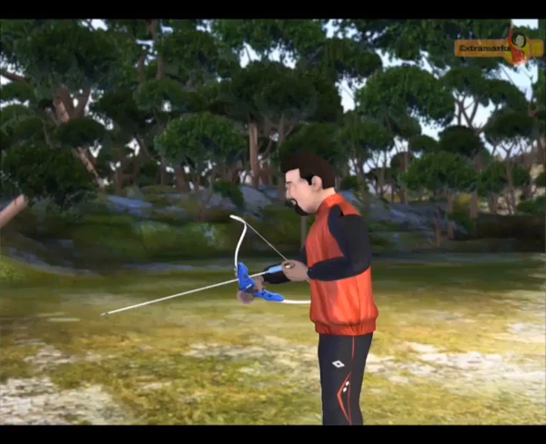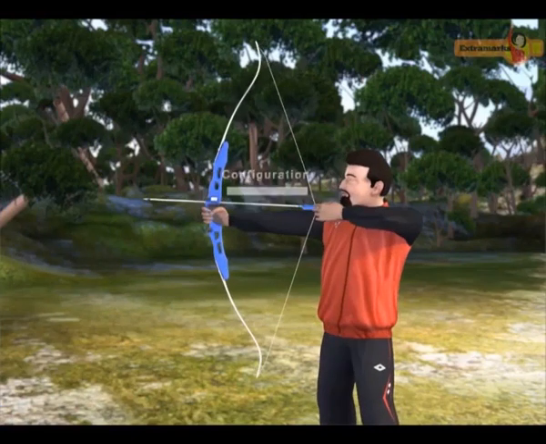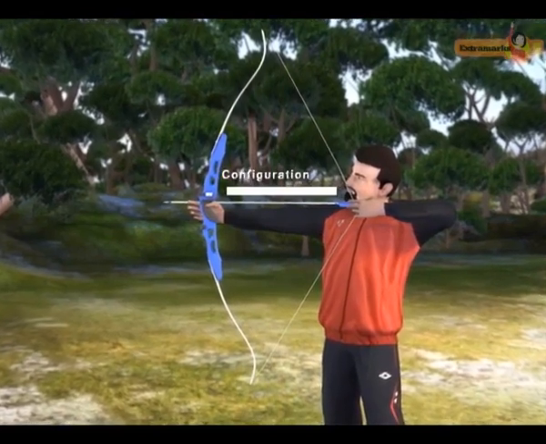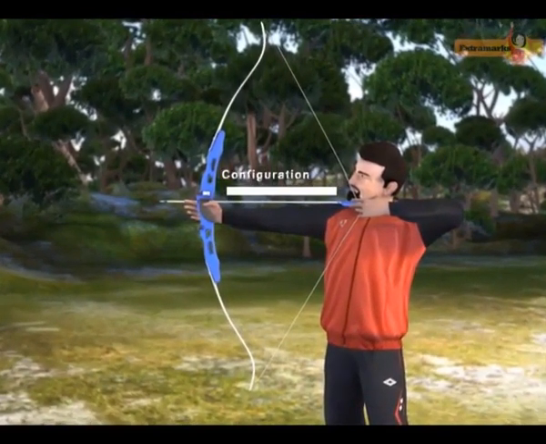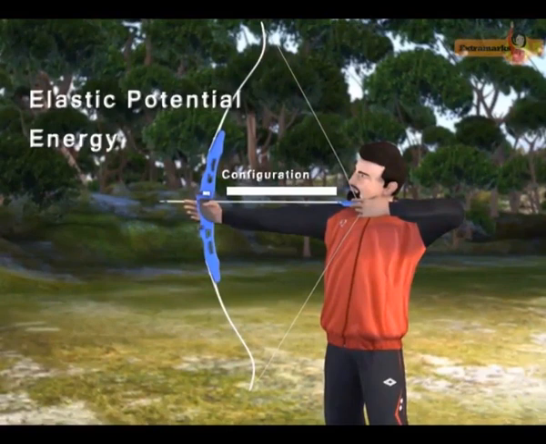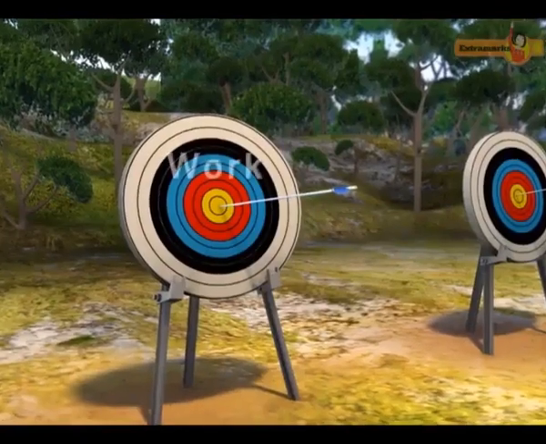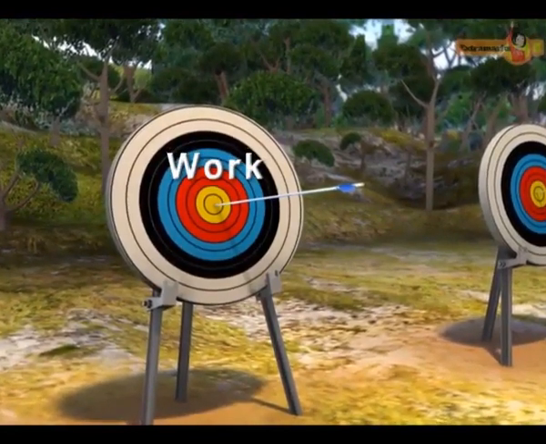As the string of the bow is stretched, or its configuration is changed, work is done on it which gets stored in it in the form of elastic potential energy. It is this energy due to which an arrow can do work.